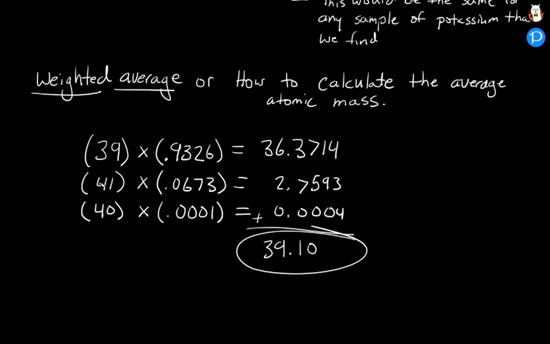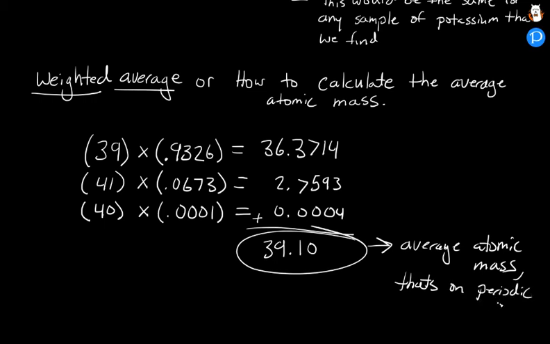You would take the different isotopes of chlorine. There might be more or less than 3, but you'd have to take the specific isotope of chlorine, multiply it by the percent abundance, and then you do that for each isotope. You add them all up, and that's the average atomic mass. And we should say the average atomic mass that's on the periodic table.